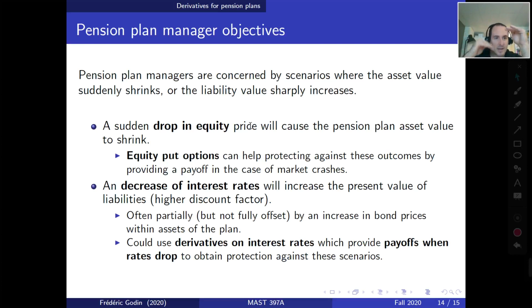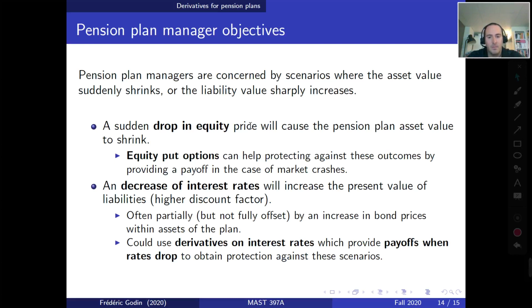Okay, so to protect yourself against these scenarios, the pension plan manager could purchase equity put options. So equity put options provide payoffs when the value of stocks goes down. So we can see that if you purchase a put option, well, the price of stocks might go down, but you might receive a payment from these put options in that scenario, and these payments might push the value of assets up in that particular scenario. So we can see that equity put options are a suitable way to protect the pension plan against a sudden drop in the value of equity.